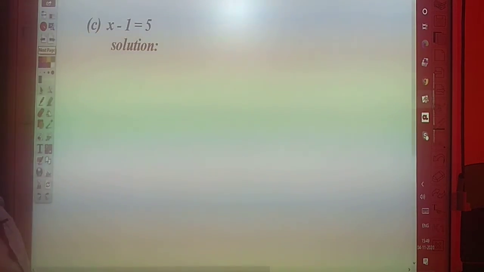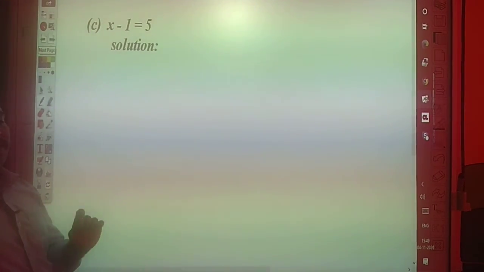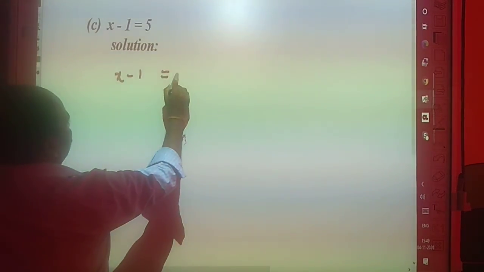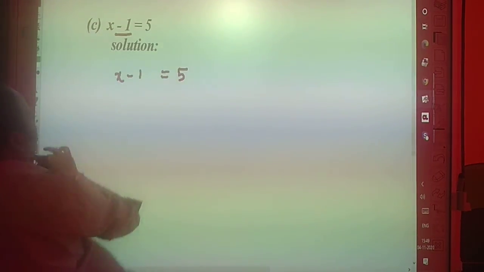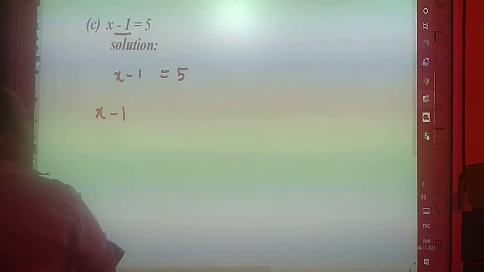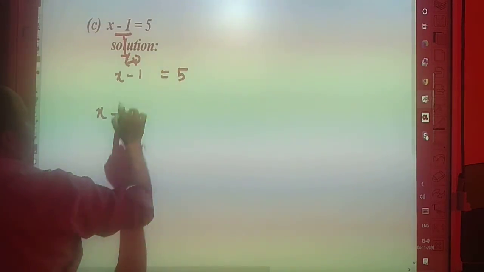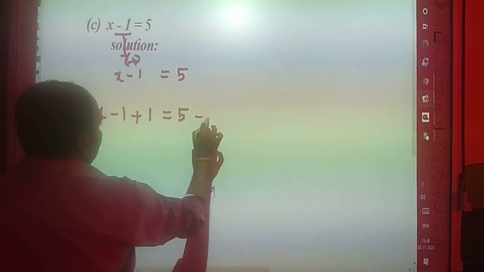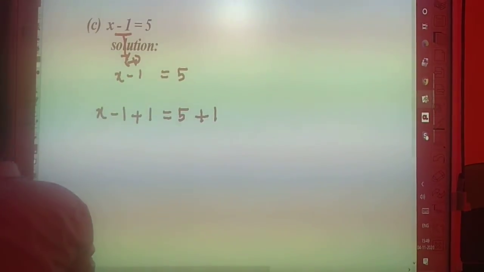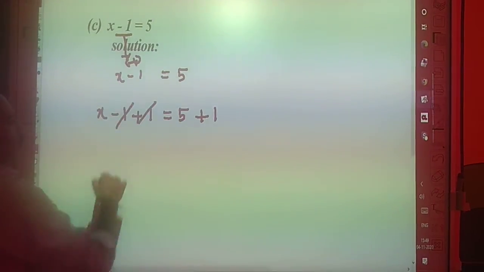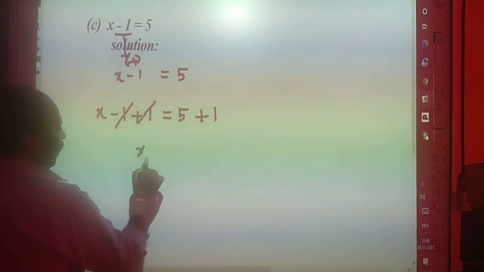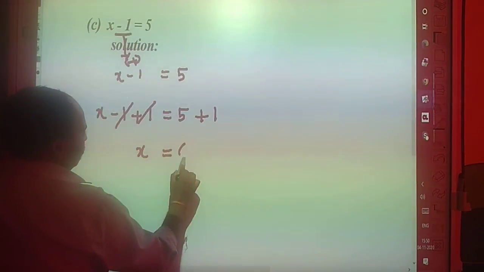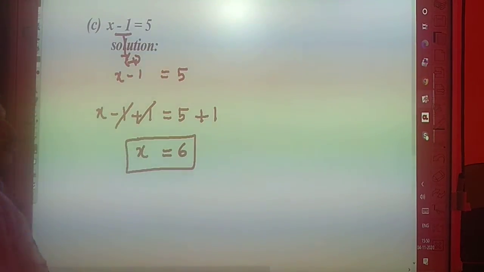Next one, C part. X minus 1 is equal to 5. Here minus 1 is there, so in x minus 1, minus 1 means plus, we take plus. So plus 1, and the right hand side also 5 plus 1. So minus 1 plus 1 cancels. Remaining x is equal to 5 plus 1. 5 plus 1 is 6. Therefore x is equal to 6.